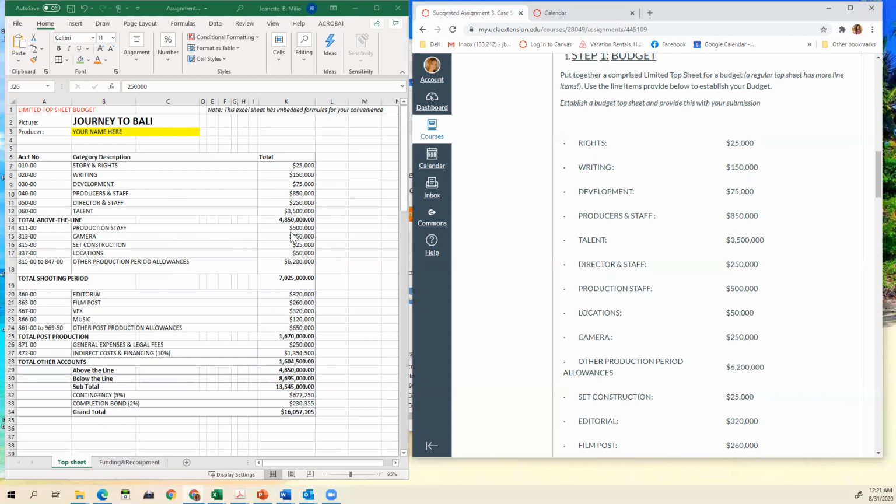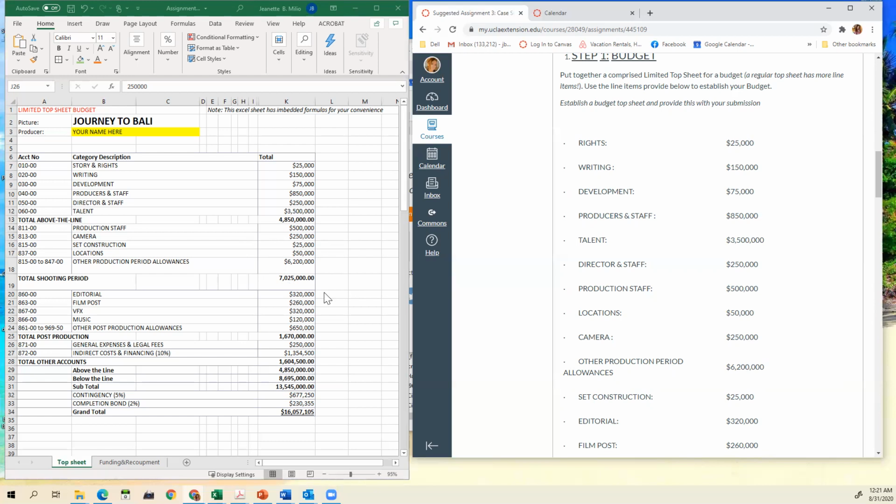I have a production and staff for, now we're going to talk about the below the line for 500,000. The camera department is charging 250,000. Set construction is about 25,000. Location costs of $50,000, and other allowances for below the line are just summarized at 6,200,000. So below the line for the shooting period, it's 7,025,000.